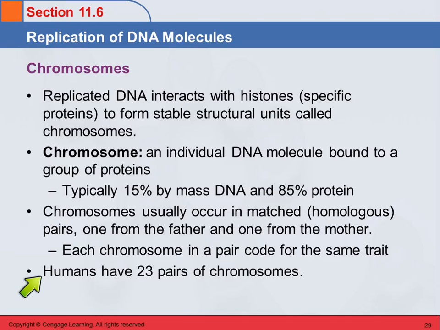Now, humans have 23 pairs of chromosomes. So you had half of them from your father and half of them from your mother. But each chromosome in the pair code for the same trait.